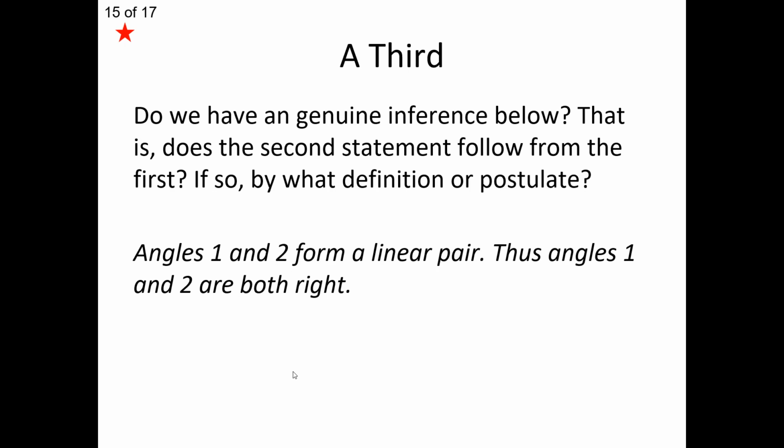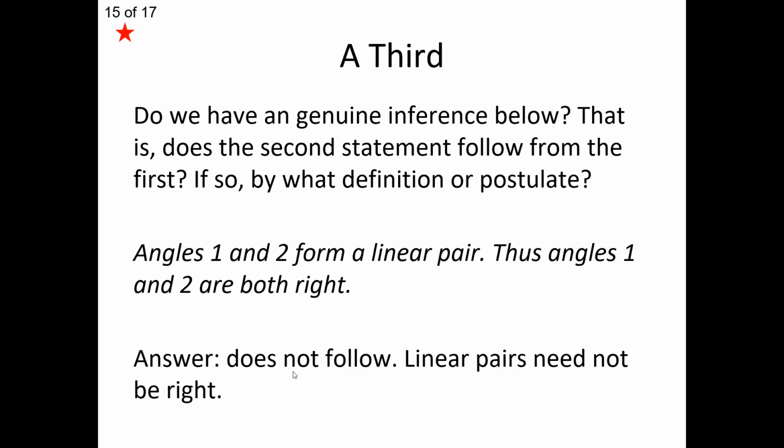So my inference here says my angles 1 and 2 are both right. Is that a proper inference? Just because I have 2 angles that are adjacent and their non-common sides form a line, is it guaranteed that both angle 1 and angle 2 are going to be right angles? No, that's not a proper inference. So that does not follow, right? My second statement does not follow from the first.